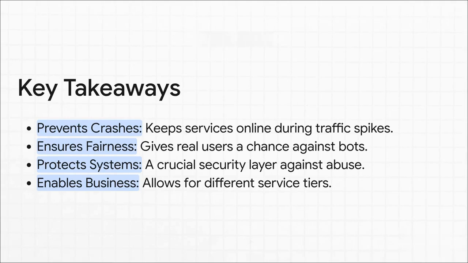So let's bring it all home. What are the key takeaways here? Well, rate limiting prevents crashes, keeping the services you love online even during those massive traffic spikes. It ensures fairness, giving you a real chance against the bots when you're trying to buy those concert tickets. It protects the whole system, acting as an absolutely crucial layer of security. And it even enables businesses to offer different tiers of service. It really is the unsung hero of the internet.